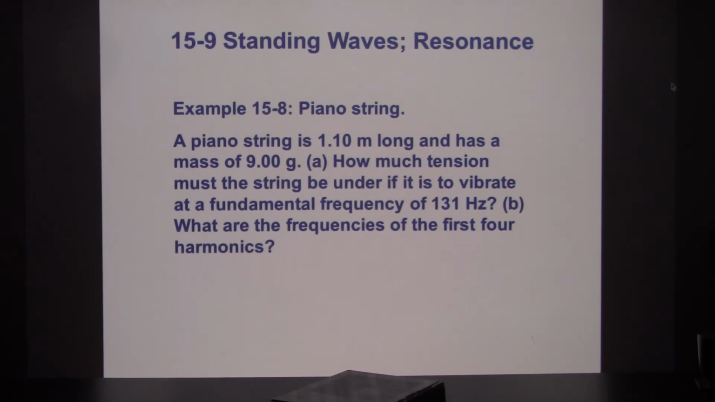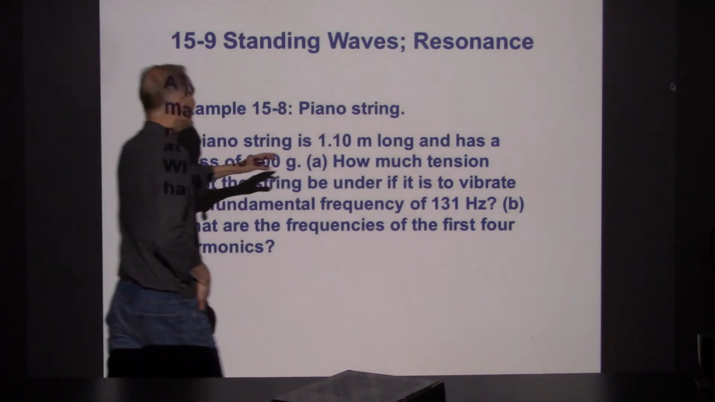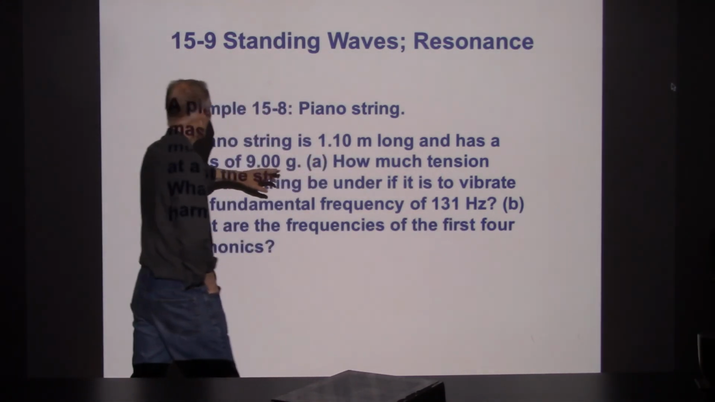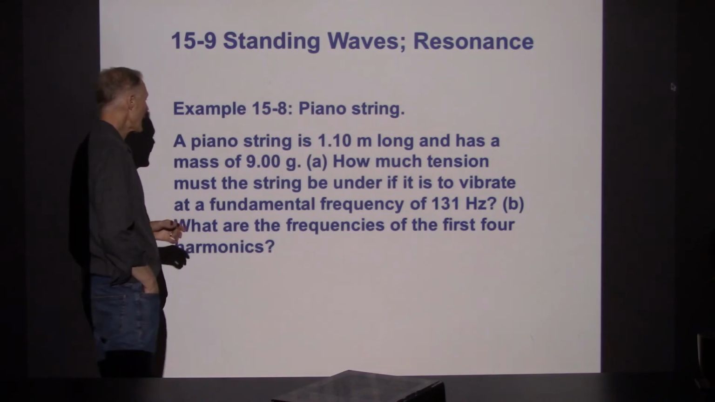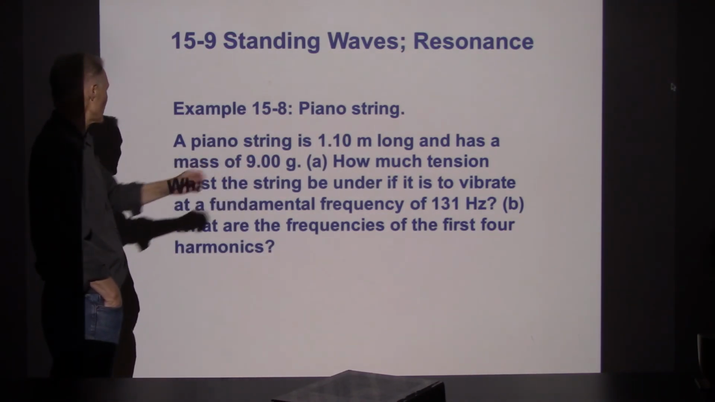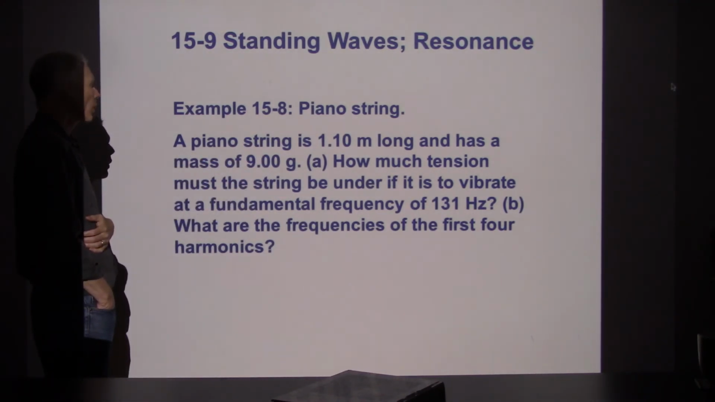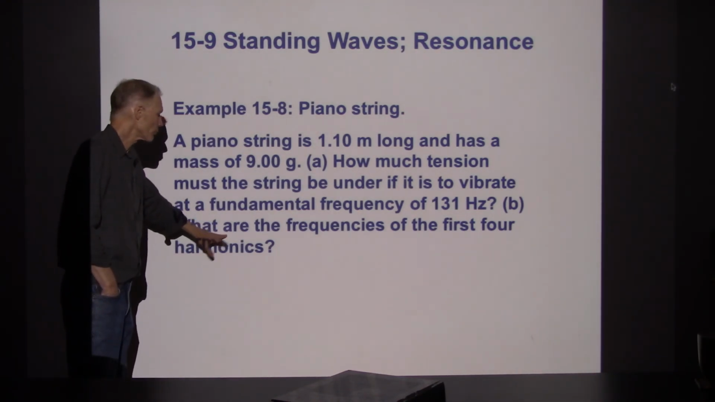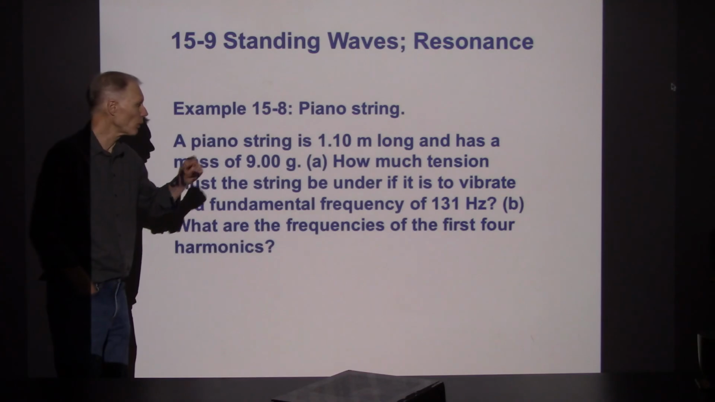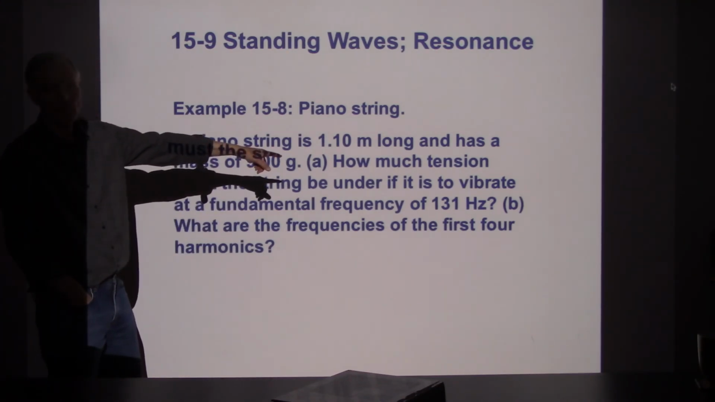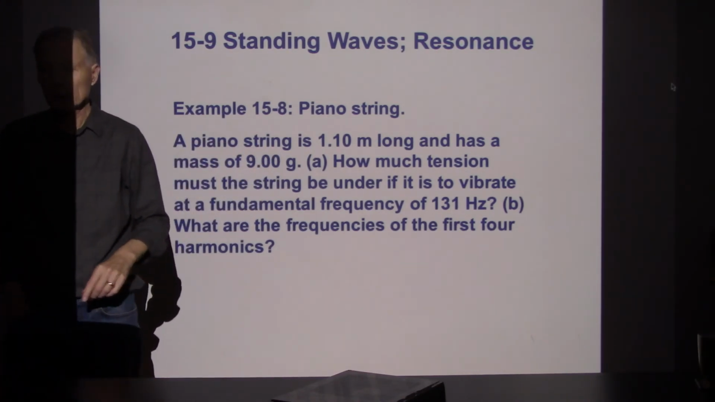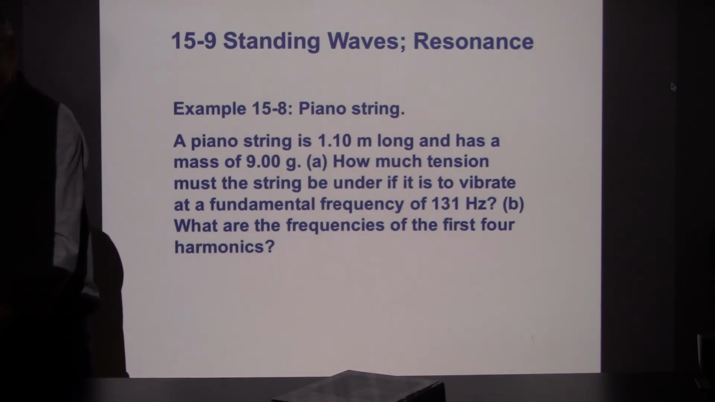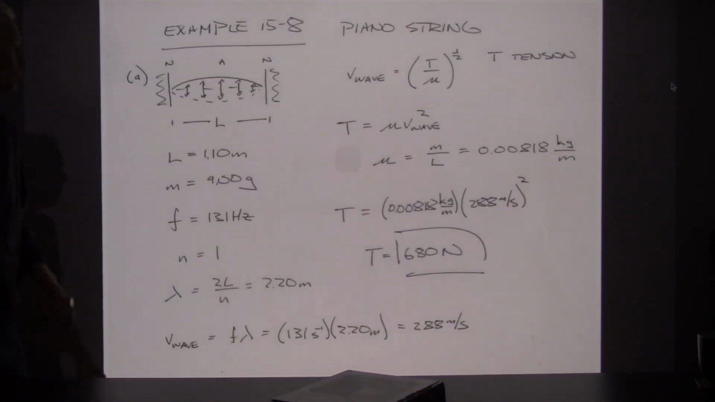So we have a piano string. It says that it's 1.1 meters long. It's got a mass of 9 grams. The fundamental frequency we want to be 131 hertz. And then what will be the first 4 harmonics? Harmonics 1, 2, 3, 4. The first harmonic is the 131 hertz. That's what they're asking. So let's take a look.